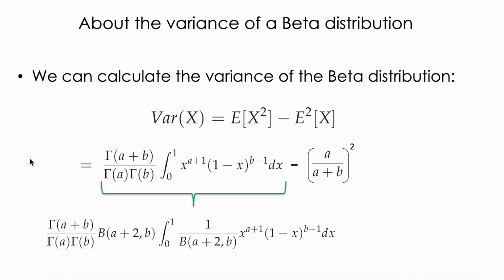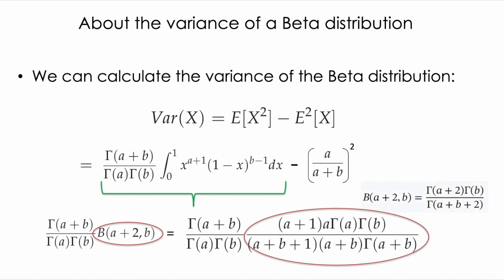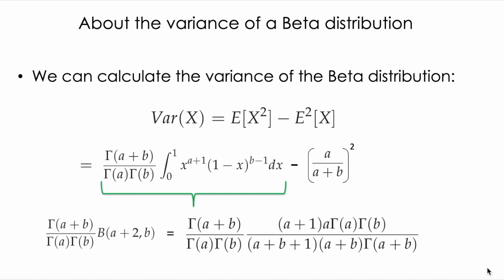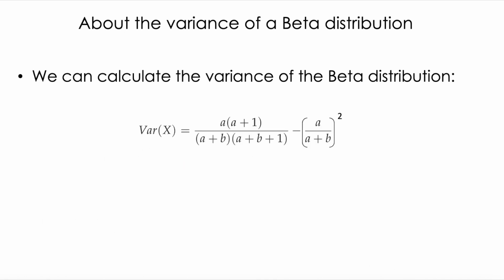Now we do the same trick we did before. We multiply and divide by this beta function in order to construct another beta PDF that is being integrated here. So this whole term is going to be 1. And we end up with this because we are replacing here the beta function by its definition, but this beta is now slightly different because it has a plus 2 and b as parameters. Okay, now we can simplify all those terms and we end up with this result. So replacing everything, we have that this is the variance, and doing some algebra, you end up in this result.